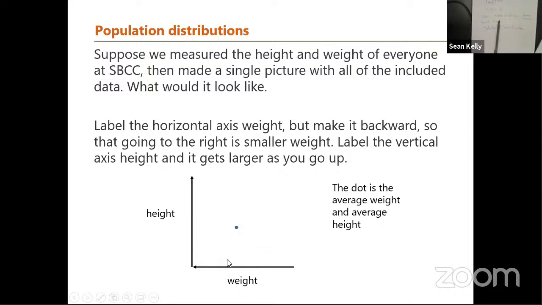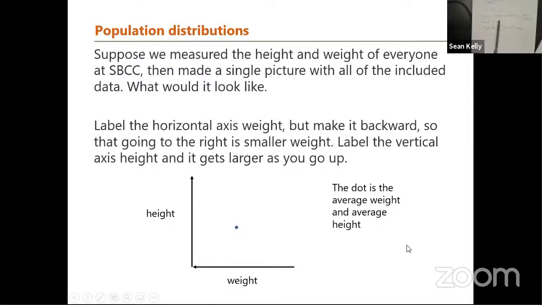Let me go ahead and put the weight on the horizontal, but make it go this way, right? The arrow shows you the direction of increasing weight. So you go this way, it's decreasing, this way is increasing. And the height is on the vertical, but if you go up, you're getting taller, okay?